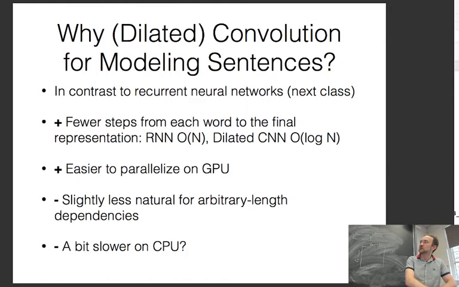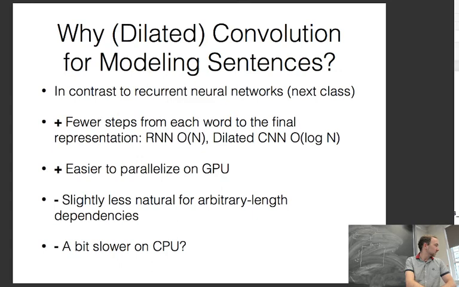They're easier to parallelize on GPU because you don't use the input of your previous calculation. They're slightly less natural for handling arbitrary length dependencies, and they're also usually a bit slower on the CPU than other things. So this is just a contrast that you can think of if you want to decide which one to use.